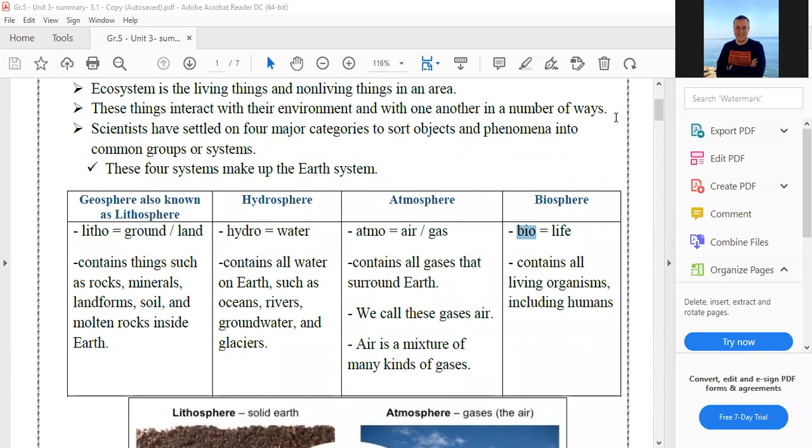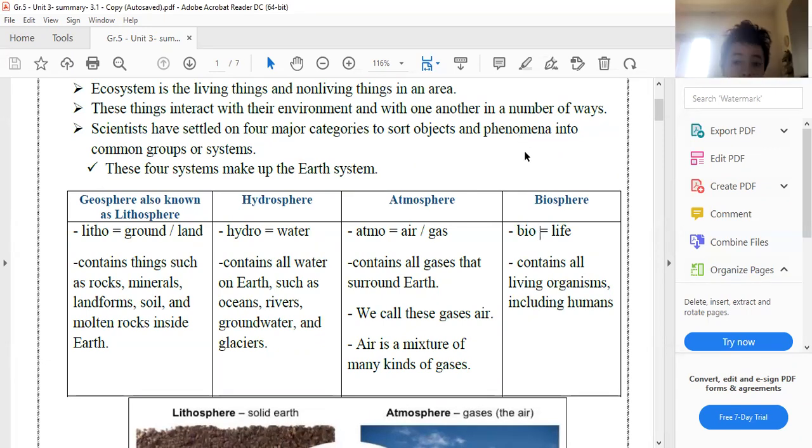Okay. Omar Abdel Hafiz, what is the atmosphere? Atmosphere is everything that contains air and gas and all the gases in the world. Excellent, thank you. Muhammad Ashraf, what about the biosphere? Biosphere, bio means life, contains all living organisms, including humans. Excellent, guys.